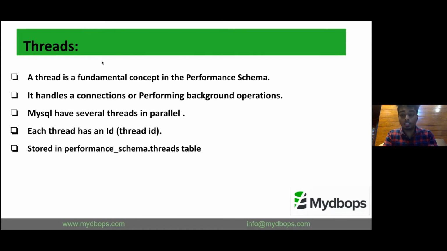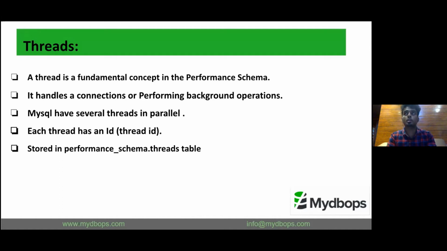MySQL has several threads running in parallel. We have seen replication also. In replication, parallel threads are also enabled. It is called a thread where the data is sent or received. Multiple threads are there, and the thread plays a major role in the performance schema. As I said, each thread has an ID, which is called a thread ID. Through the thread ID we can see what query is executing, whether it's a DDL or DML.